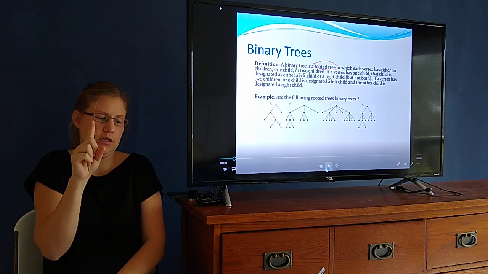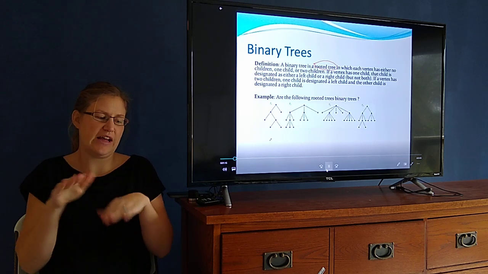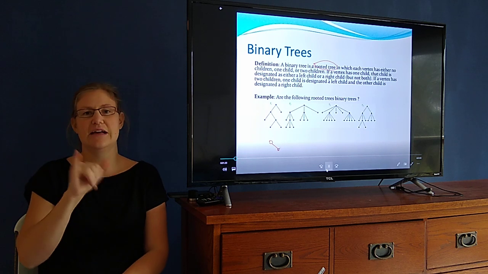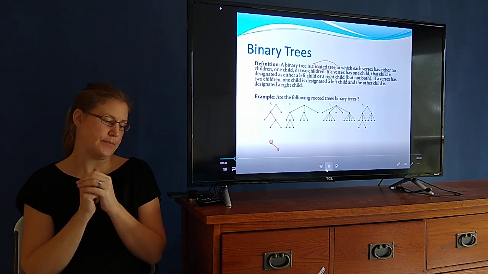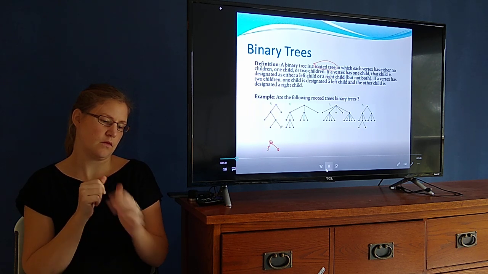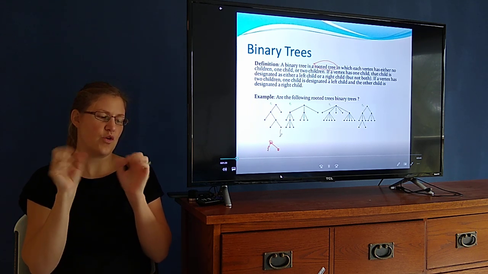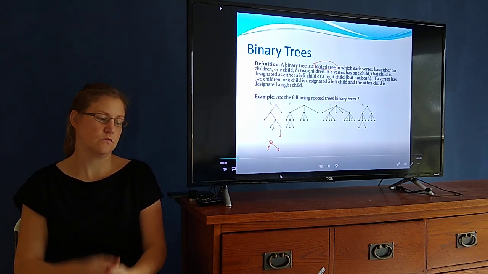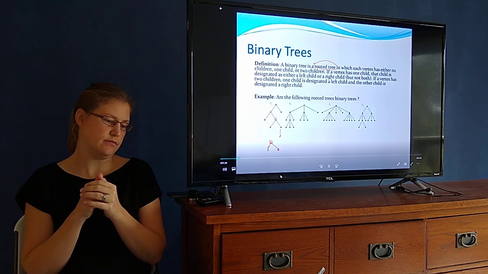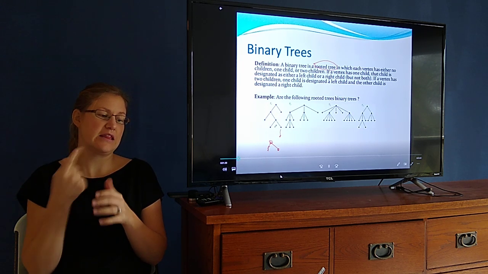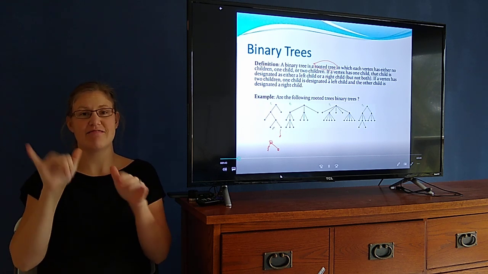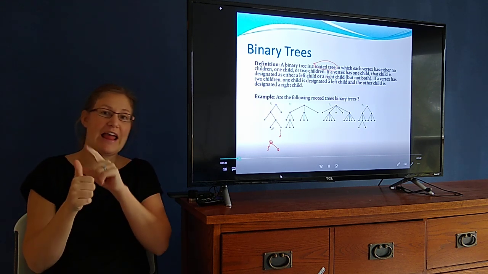Let's say if we have another, for example, like that. This is a binary tree. Or we can add something like that. This is a binary tree, and or two children, for example, and these are internal vertices. If a vertex has one child, that child is designated as either a left child or a right child.